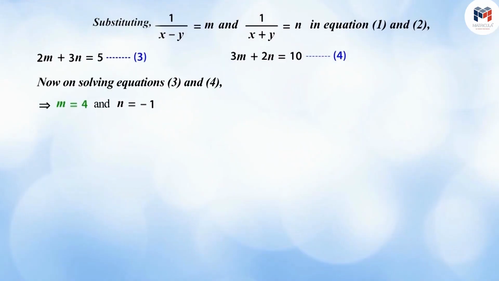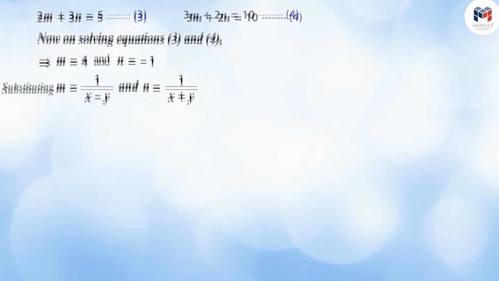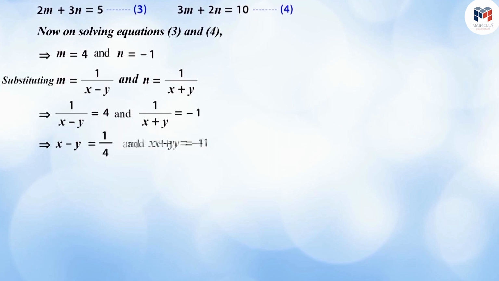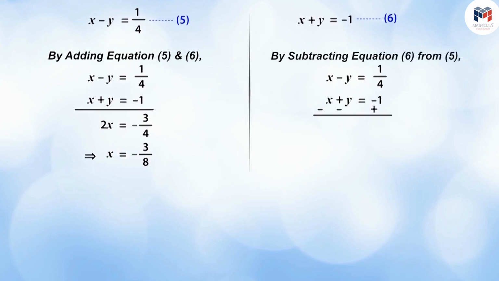On solving the equations, we get m is equal to 4 and n is equal to minus 1. We replace m by 1 by x minus y and n by 1 by x plus y. On solving further, we get equations 5 and 6. On adding equations 5 and 6, we get x is equal to minus 3 by 8. Similarly, on subtracting equation 6 from equation 5, we get y is equal to minus 5 by 8.